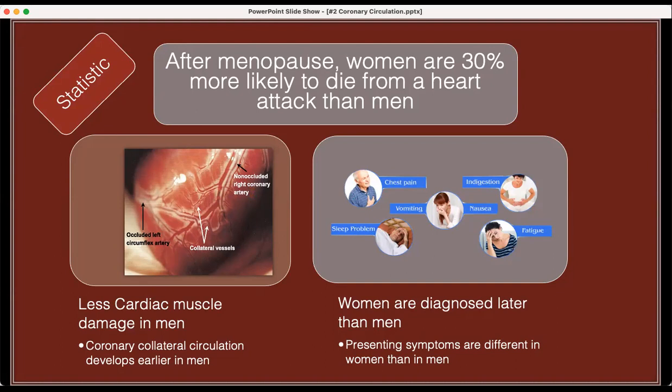They'll have sleep problems like a month before they actually have their heart attack. They'll start having excessive fatigue. Men get the typical chest pain, radiation down the left arm, jaw pain. Women might just present with vomiting, indigestion, nausea, and like I mentioned, fatigue.